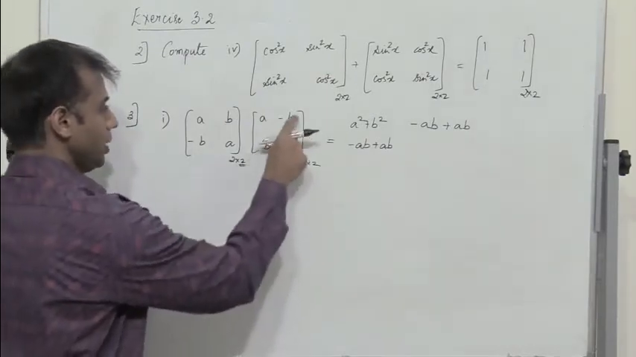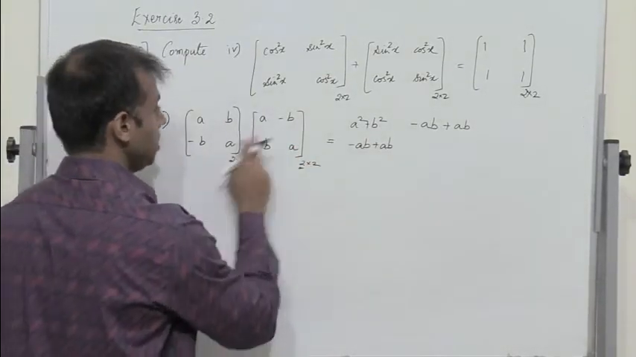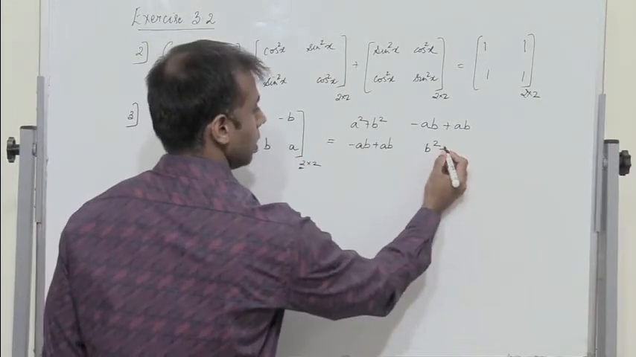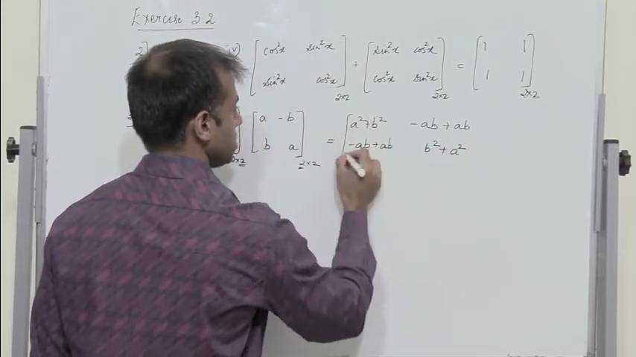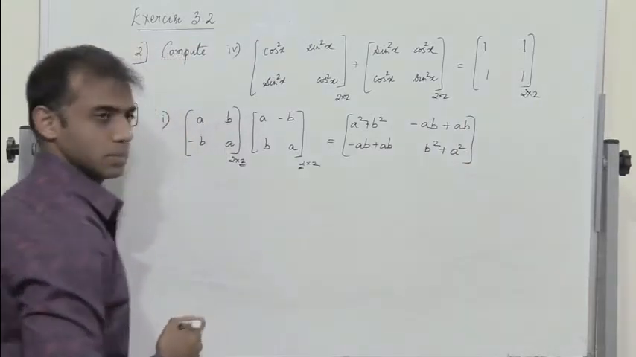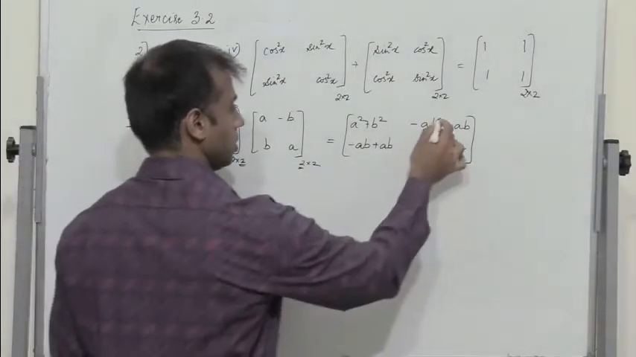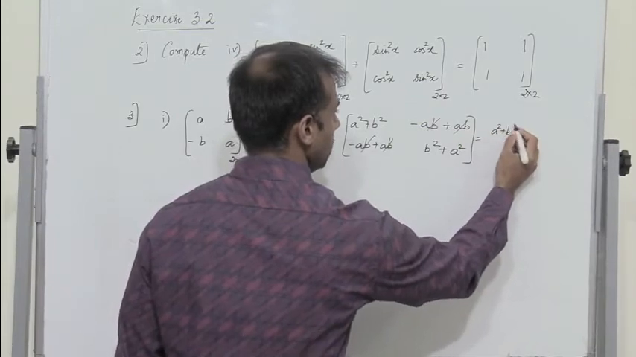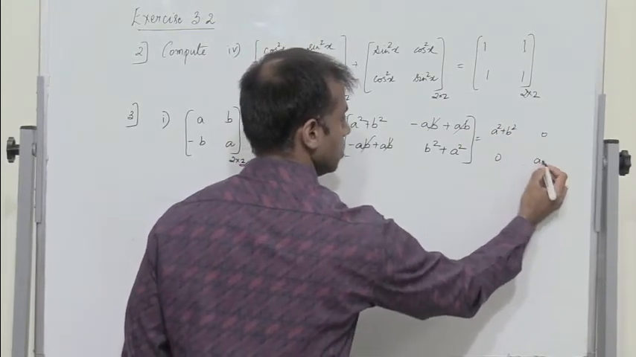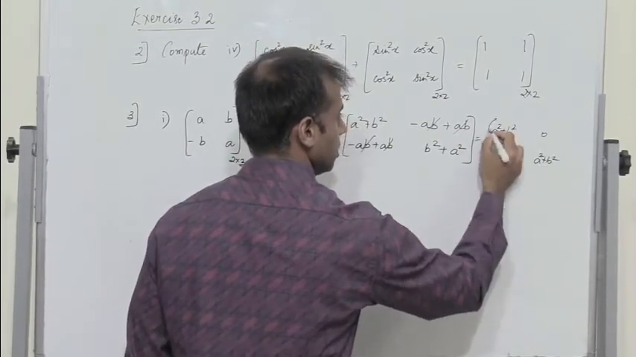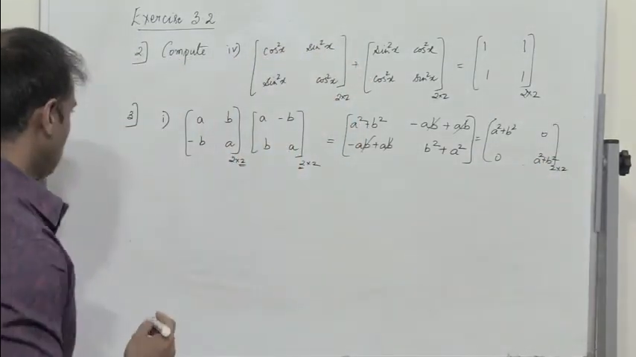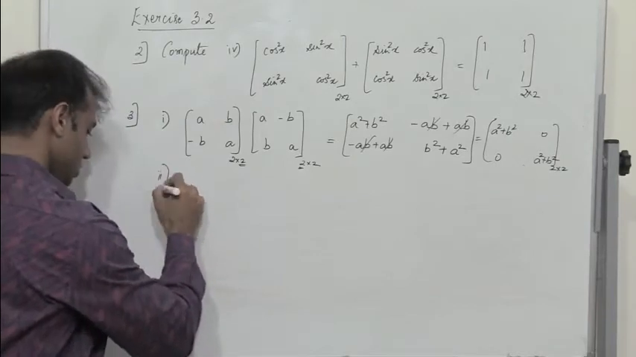Next, the second row into the second column, minus B into minus B, which is B square, and then plus A into A, A square. Right? So minus AB plus AB, they get cancelled, so I get A square plus B square, 0, 0, A square plus B square. So this is again a matrix of order 2 cross 2. So next, the second one.